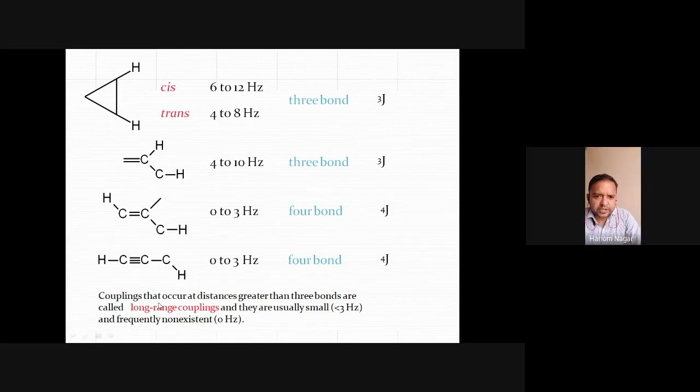Now the coupling that occurs at distance greater than 3 bonds is called long range coupling, and it is usually small, less than 3 in value, and frequently non-existent. Actually, frequently they do not exist.